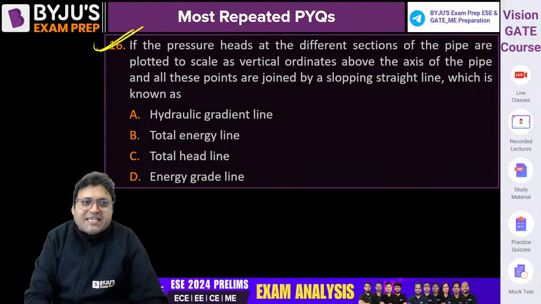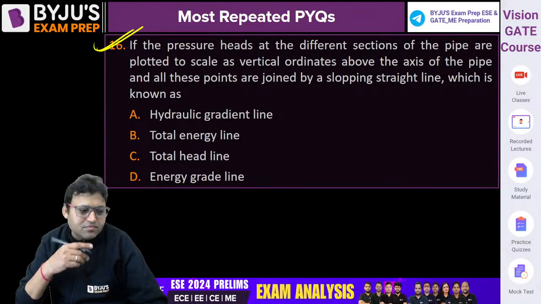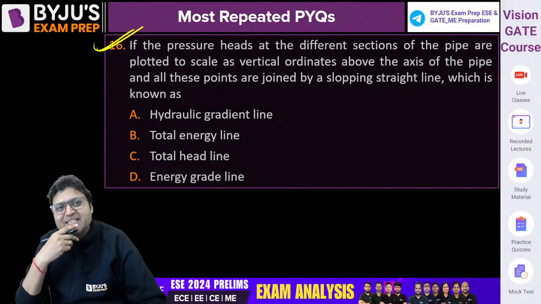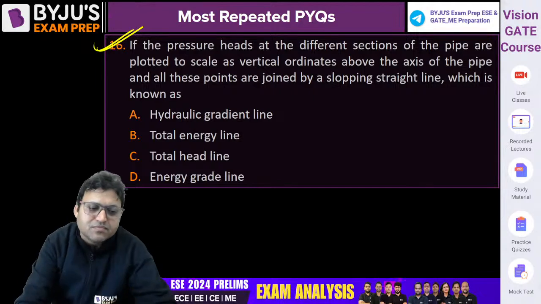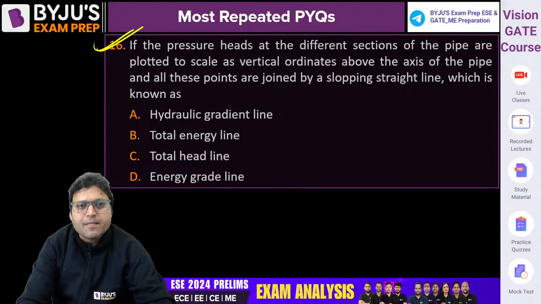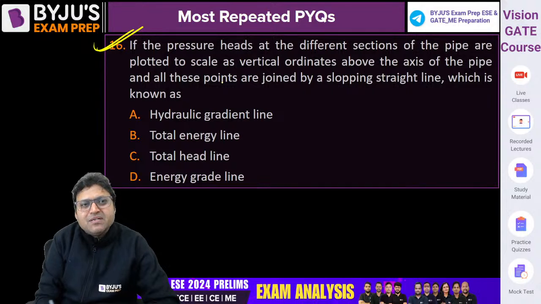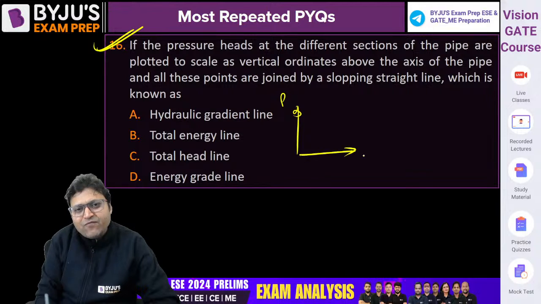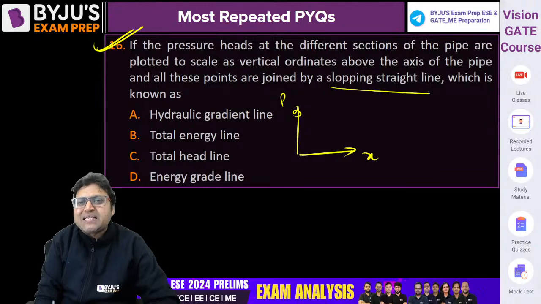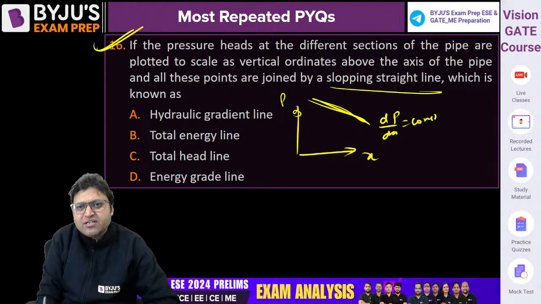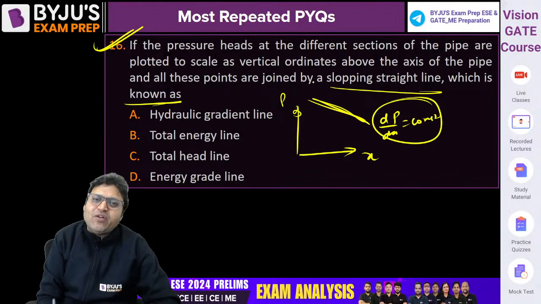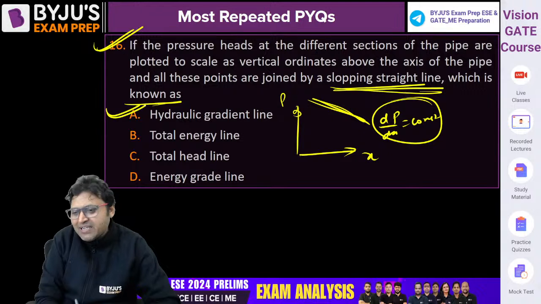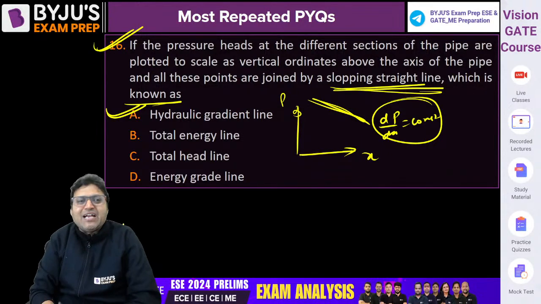The next one, question number 16. What will be the answer for this one? If the pressure at different sections of the pipe are plotted to scale as vertical ordinates, with the pressure on the vertical ordinate and the flow on x, above the axis of the pipe, and these points are joined by a sloping straight line, the slope is dp by dx, which is constant. So this straight line will be called the hydraulic gradient line.